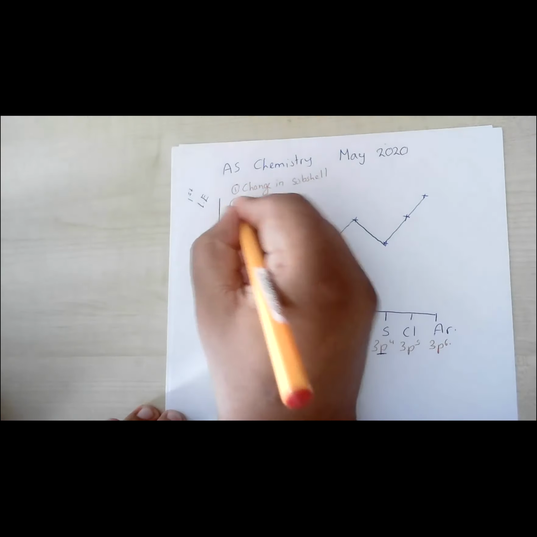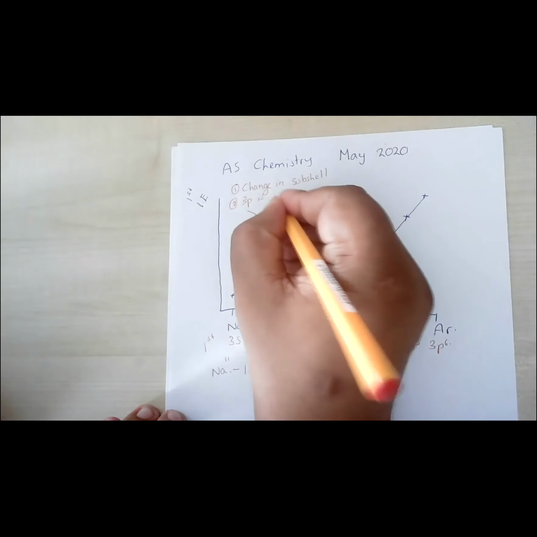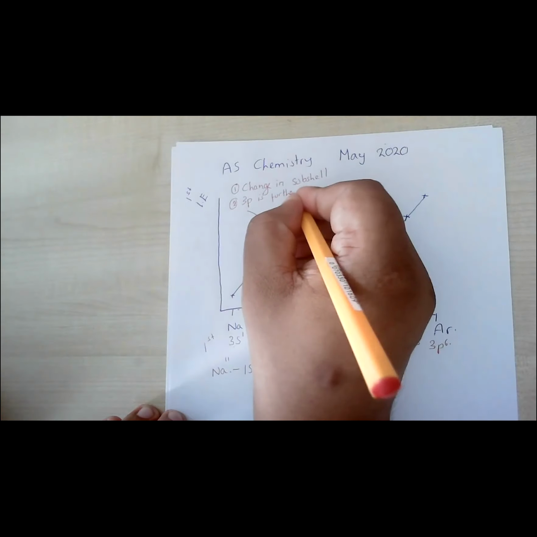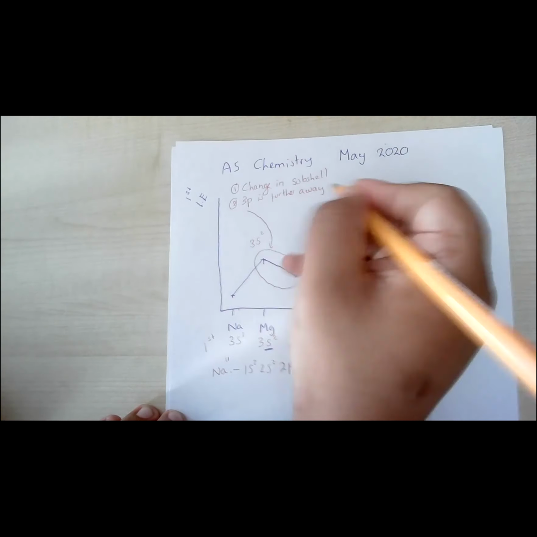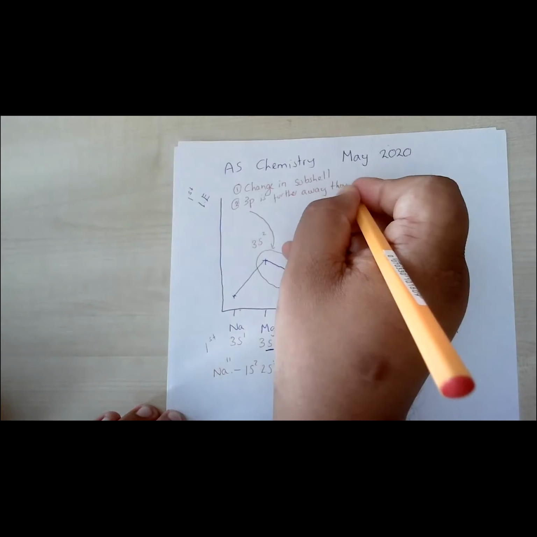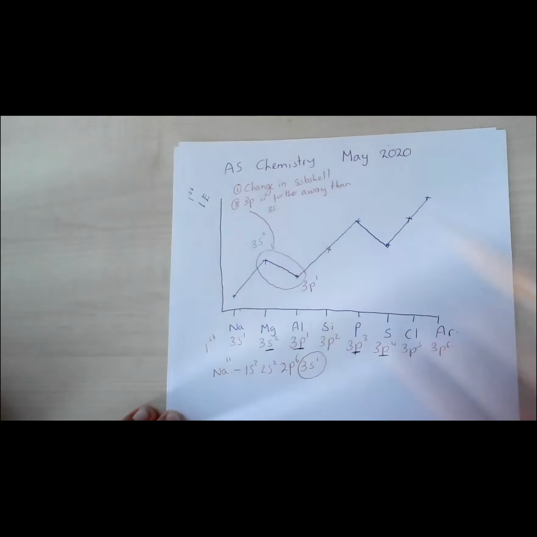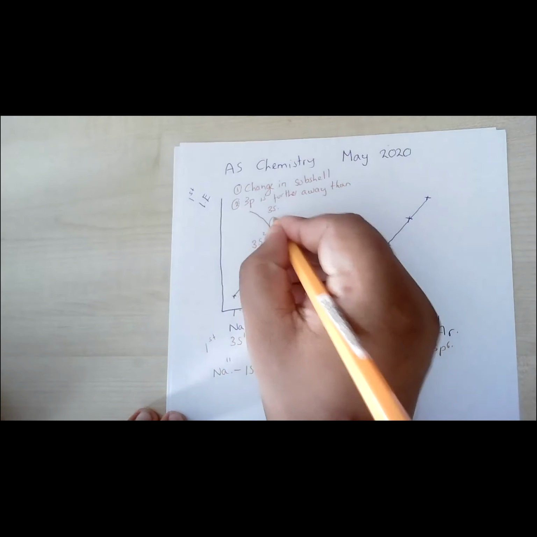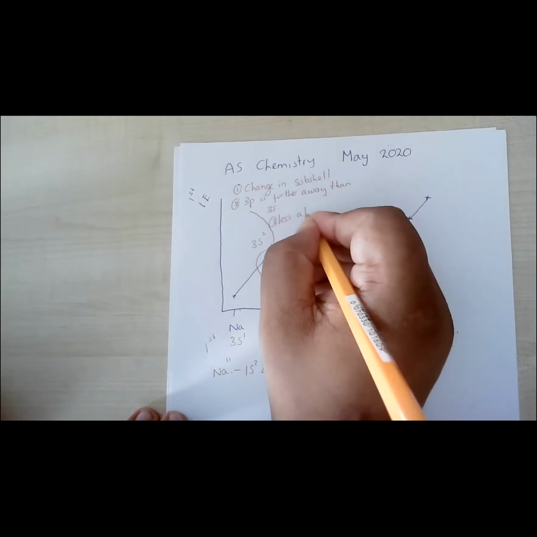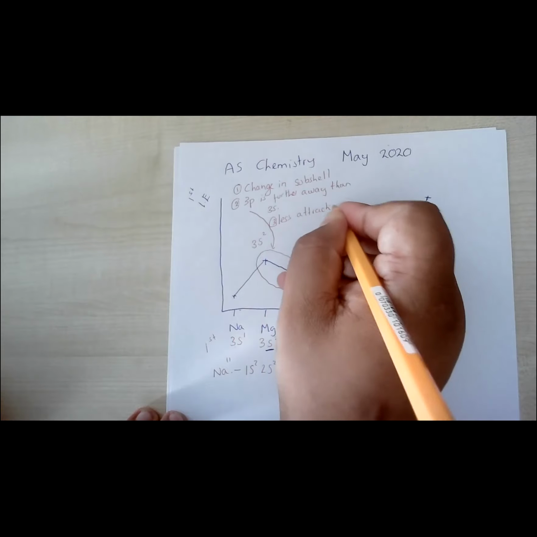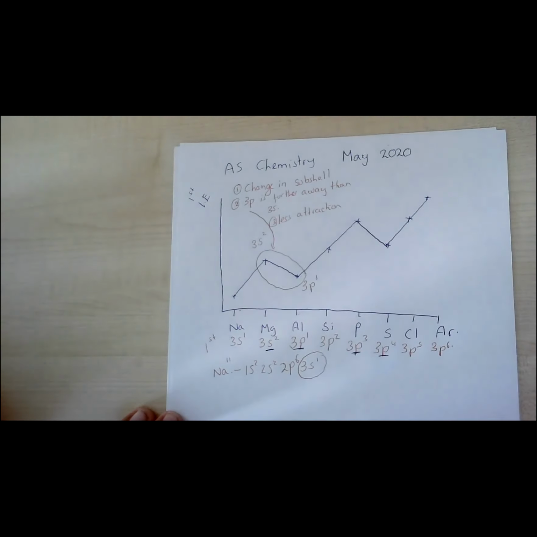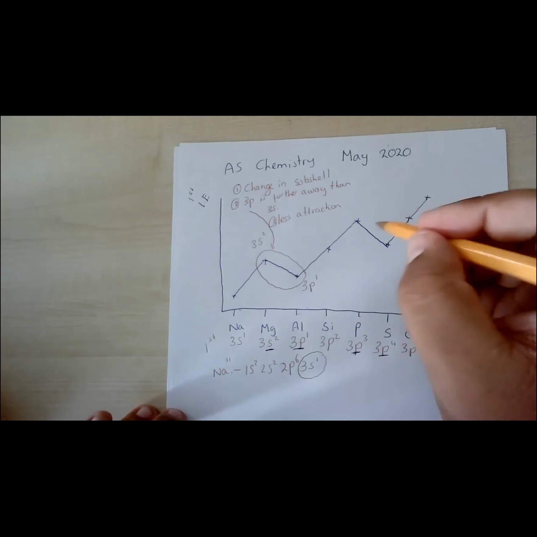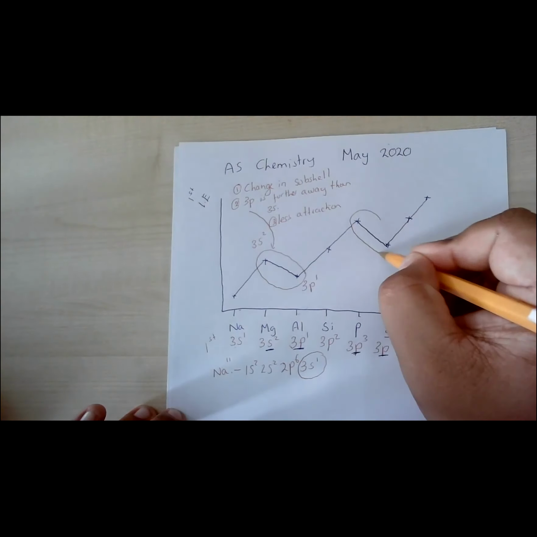Also the 3p is further away than the 3s subshell. Therefore, there's less attraction. If there's less attraction, that means less energy is needed to remove that electron. You've also got the second dip, which is going to be here.